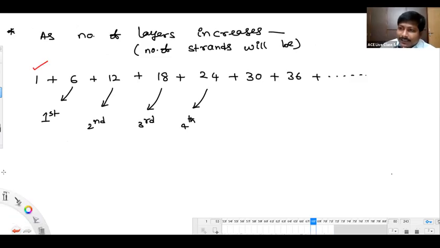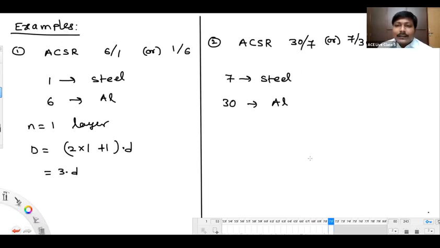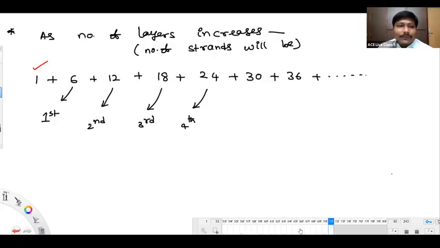Number 1, definitely I will take steel. But how many steel required here? 7 required. 7 required in the sense 1 and 6. Both will keep steel. So that 1 plus 6, 7 steel completed. On the surface of that, we should keep 30 aluminum.